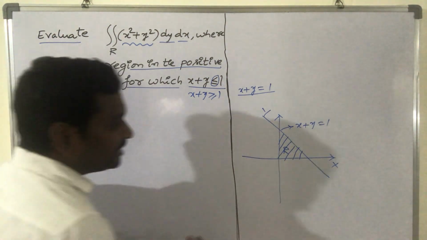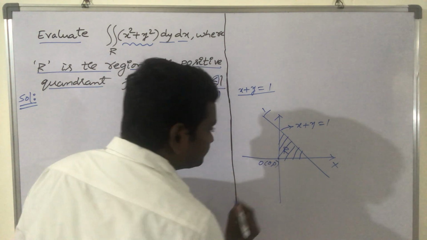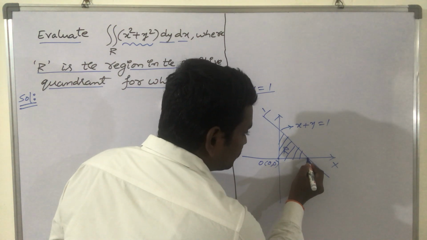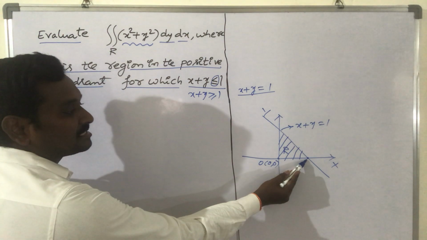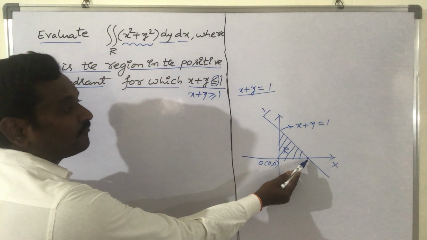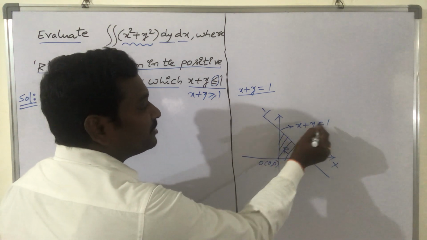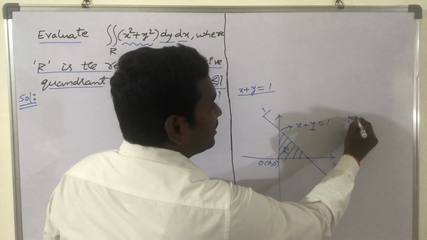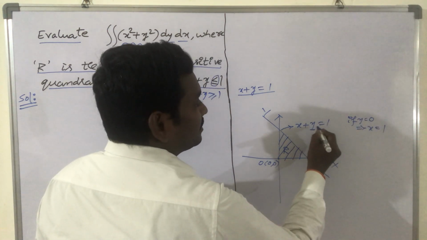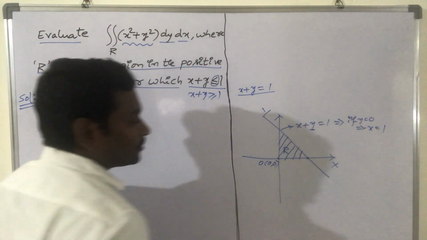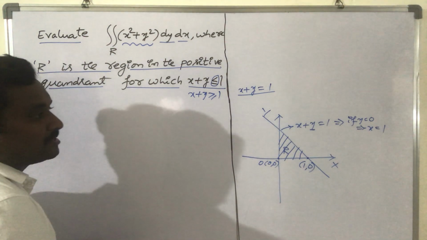Okay, and one more important thing is, everybody knows that this is the origin, and what is this intersecting point? This intersecting point lies on the x-axis, and on the x-axis y is always 0. If we substitute y is equal to 0 in the equation, you will get x is equal to 1. Okay, if y is equal to 0, then what is x? 1 from this equation. So that's why this intersecting point is 1 comma 0.